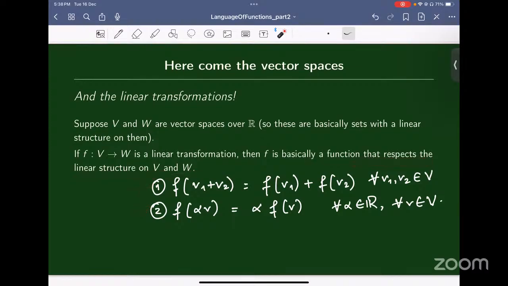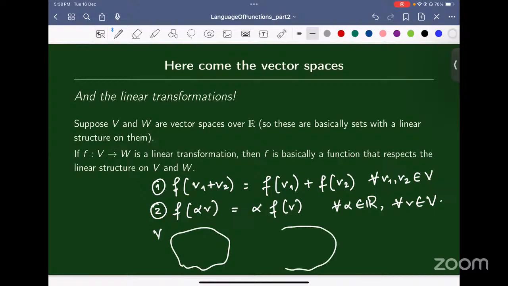So let's read out these two properties. The first one says that f of v1 plus v2 is same as f of v1 plus f of v2 for any two vectors v1 and v2 in V. And the second one says that f of alpha v is same as alpha times f of v for every scalar alpha and for every v in V. So these two properties amount to saying the following. Here we have a vector space V, and here we have a vector space W, and we have a function between these two vector spaces.